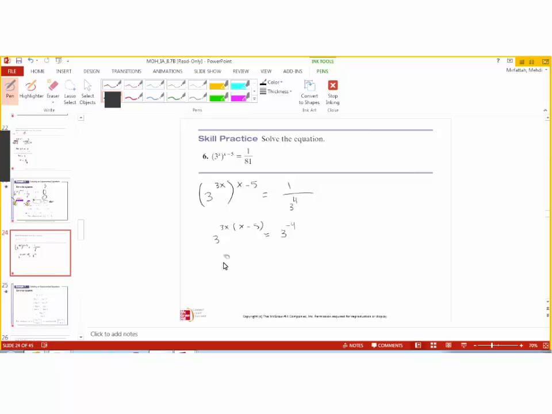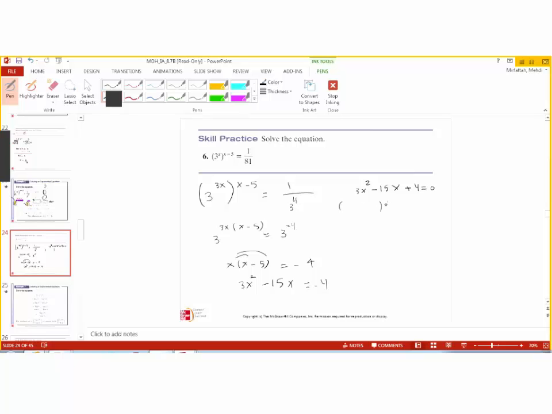You multiply 3x times x minus 5. So you're saying that this base must equal this. So now you distribute. Yes. So you get 3x squared minus 15x equal to negative 4. So you add 4 to both sides of the equation. Okay, so what do you get? So you get 3x squared minus 15x plus 4.